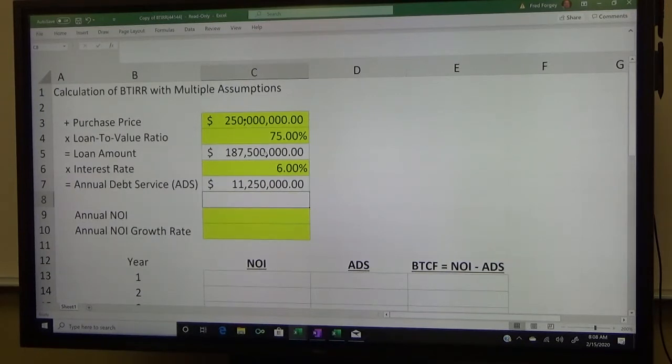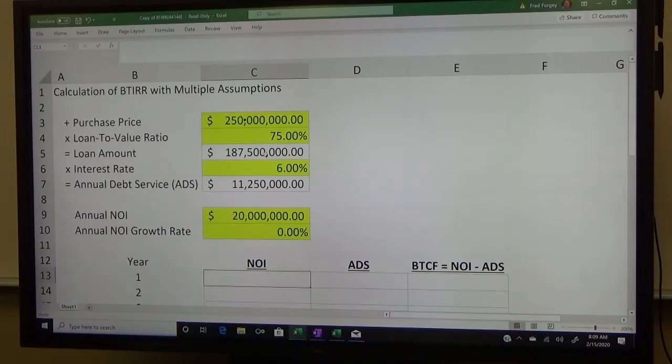So that kind of helps to give you perspective of what you're going to be given whenever you start the process. In this particular case, we're saying that the annual net operating income on the property is going to be 20 million. And the growth rate associated with that income in this example is going to be 0. In another example, we will have a growth rate, but for this example, it's just going to be a 0% growth rate.